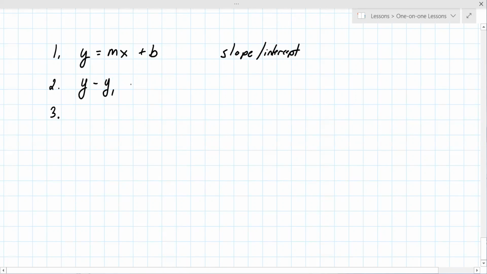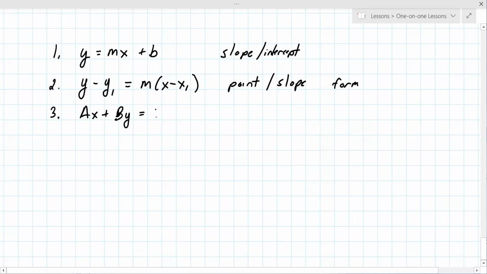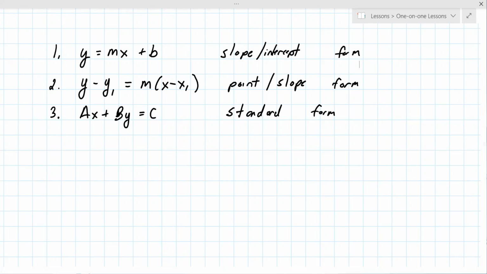How about this one? y minus y1 equals slope times x minus x1. Do you remember that? Point-slope form. Okay. And then the last one is standard form. So maybe you're given these, probably not, but you very well could be given them.